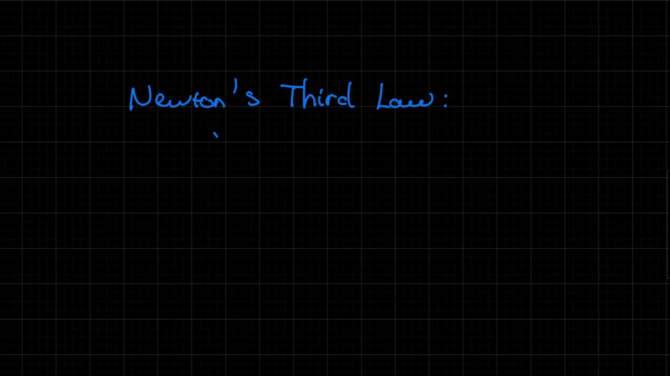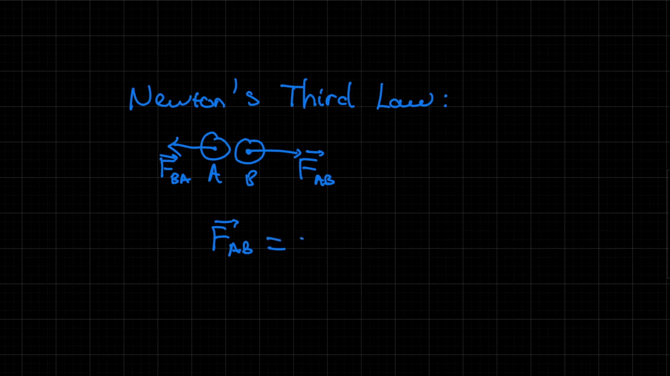So if I have an object A interacting with an object B and acting a force of F_AB, then there's also another force, which is F_BA, acting on the object A, and we have F_AB equals negative F_BA.